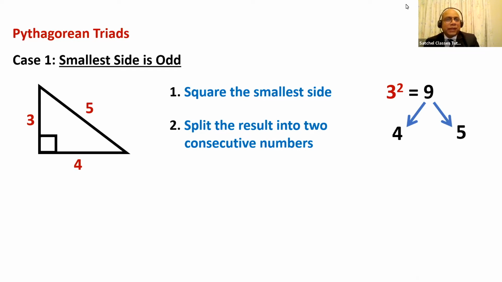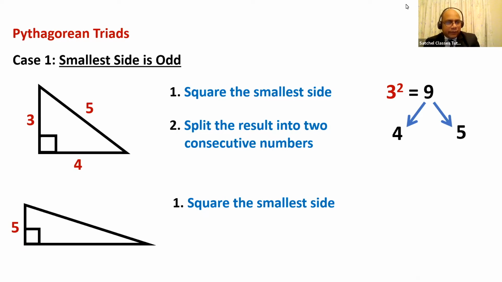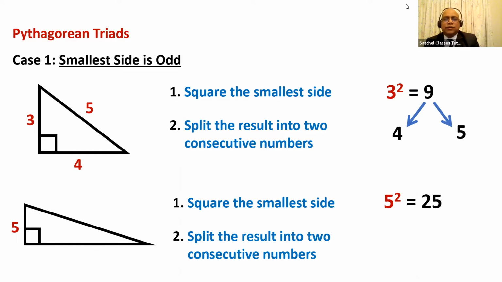Remember? Okay, let's do one more. What if the smallest side was 5? Okay, as per the step, you square that. 5 squared is 25. And then you split this square into two consecutive numbers. So 25 can be split as 12 and 13. So 5, 12, and 13 is another triad. Remember, these are the triads that we had already derived. But now we are looking at a method wherein we can derive just about any triad, right? You just pick any odd number, square it, split it into two consecutive numbers, and there you go. You get a triad, right?